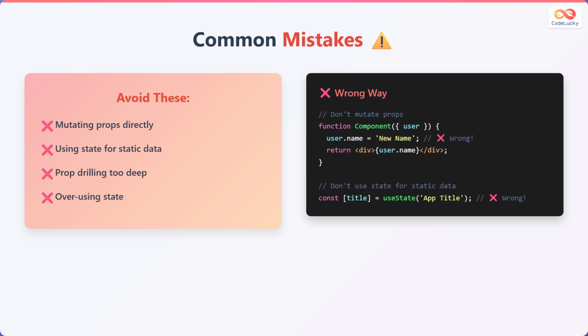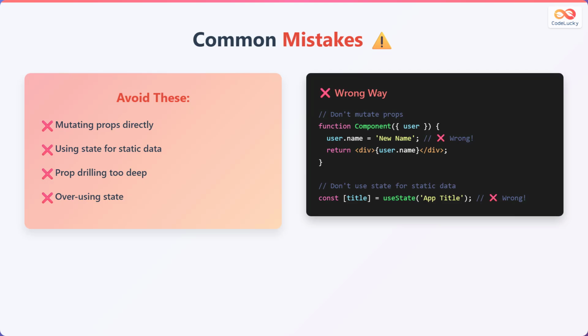Let's discuss some common mistakes to avoid when working with state and props in React. Avoid mutating props directly within a component, as props should be treated as read-only. Don't use state for static data that doesn't change over time. Avoid prop drilling, which is passing props through multiple layers of components unnecessarily. Don't overuse state, as it can lead to performance issues and make the component harder to manage.